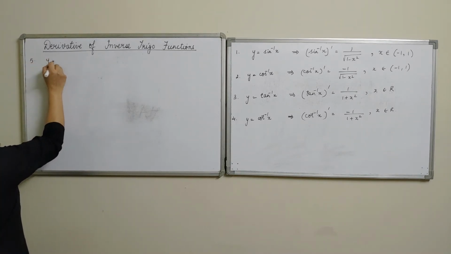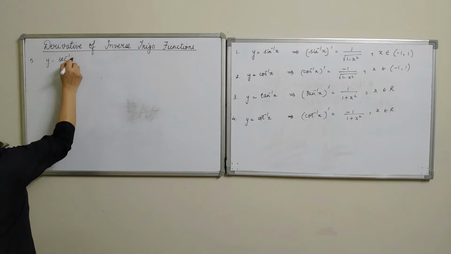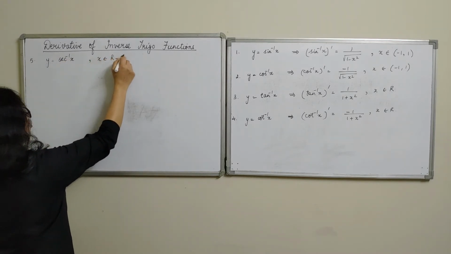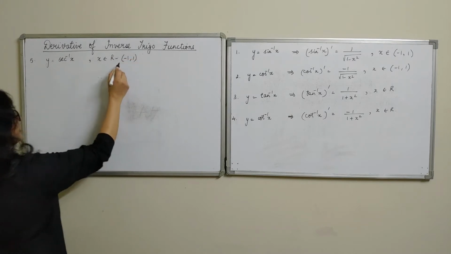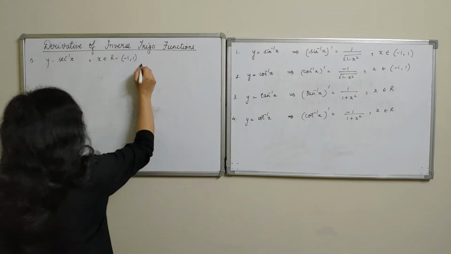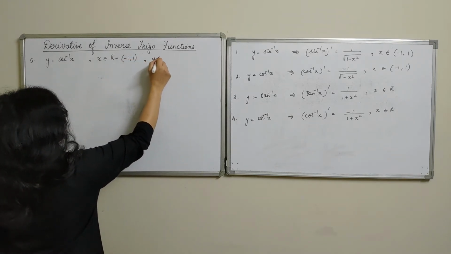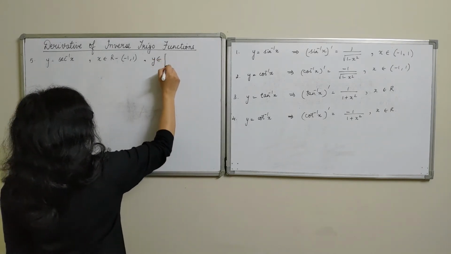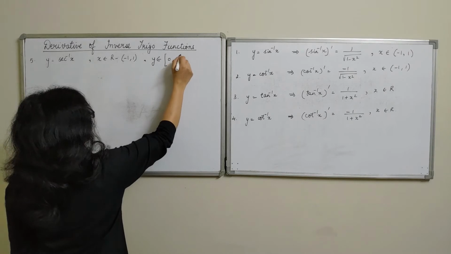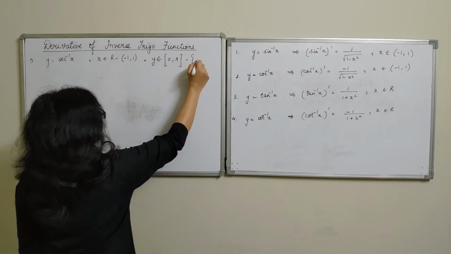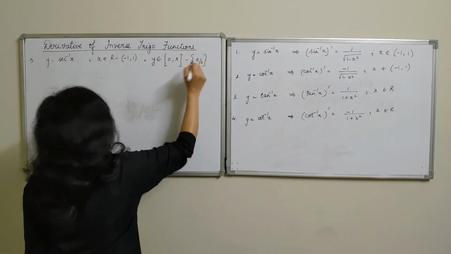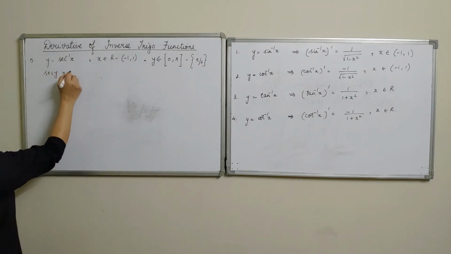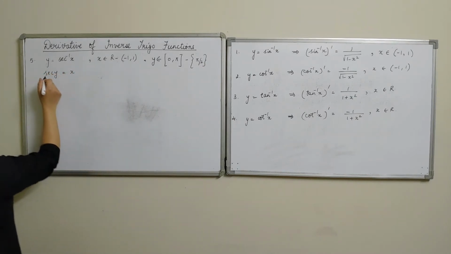Then y is equal to sec inverse x. Now here x is the set of all real numbers except minus 1 to plus 1, and y is the principal branch of the sec inverse function, which is the closed interval 0 to pi except the angle pi by 2. So the equation is sec y is equal to x, differentiating.